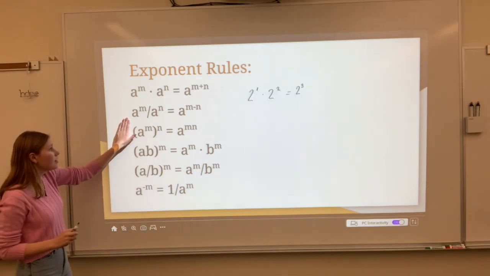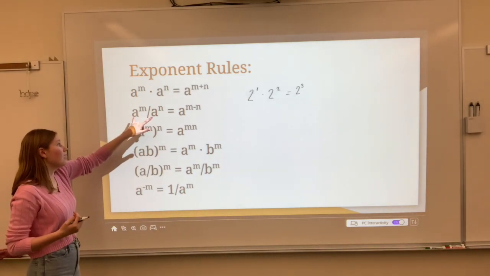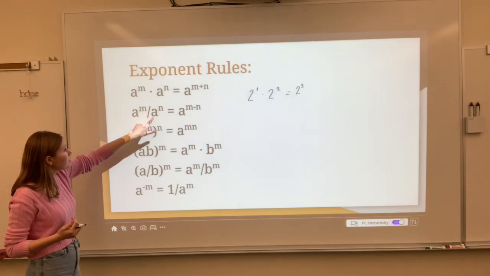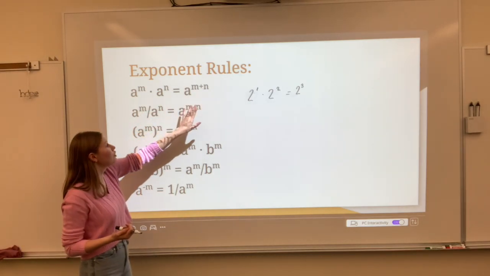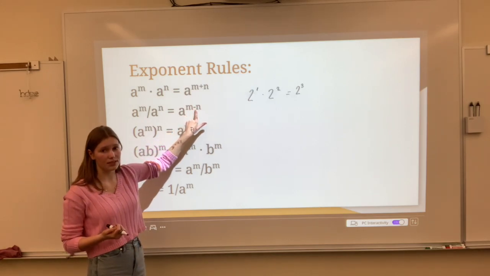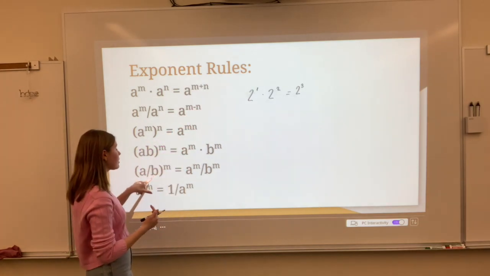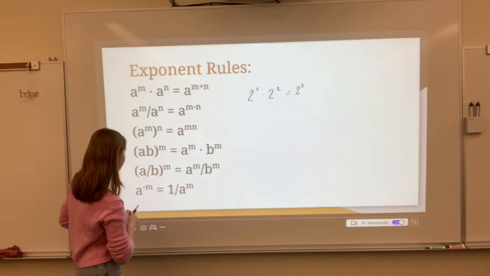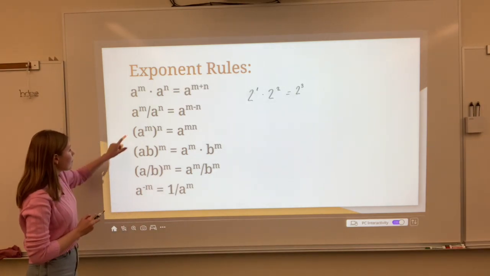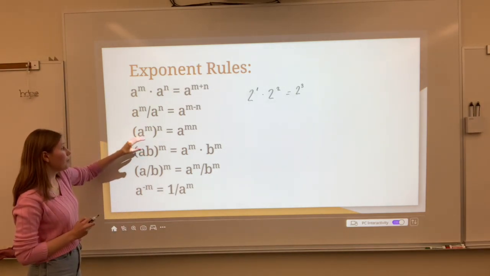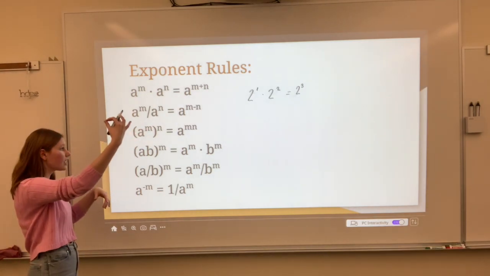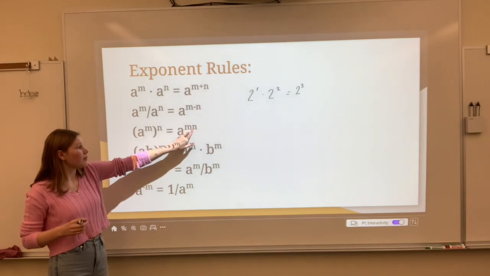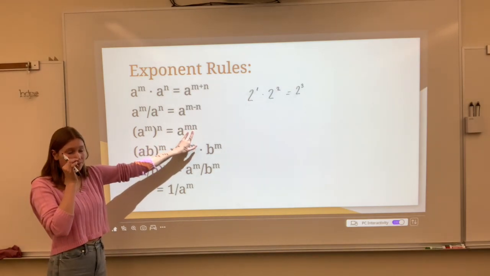Okay, moving on, a similar idea. A number raised to an exponent, divided by the same number raised to a different exponent. All you do is subtract these exponents. And I'll show you why that works once we get down a little further. When you have a number, a base, raised to an exponent, in parentheses, raised to another exponent, to combine them, you just multiply them together.